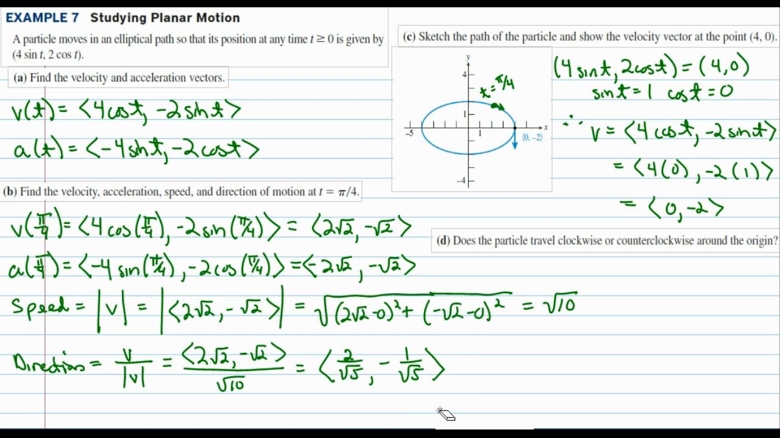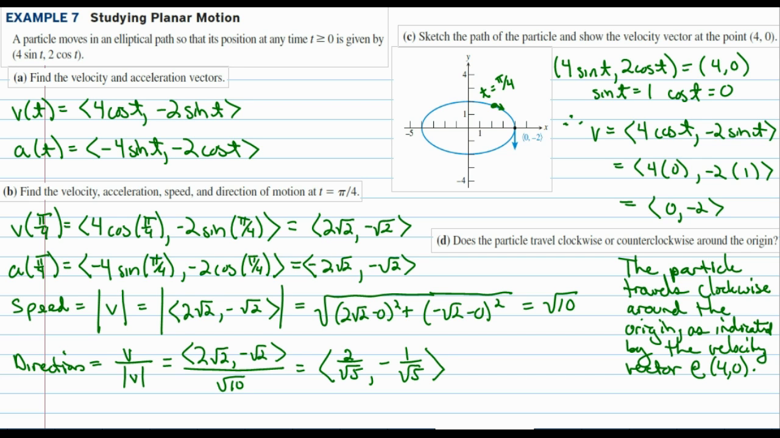Now, does the particle travel clockwise or counterclockwise around the origin? Well, that's as intuitive as it seems, finally, right? The particle travels clockwise around the origin as indicated by the velocity vector at (4, 0), and really at the direction vector at t equals pi over 4, same thing. You can see those direction vectors show that this particle is traveling in a clockwise path.